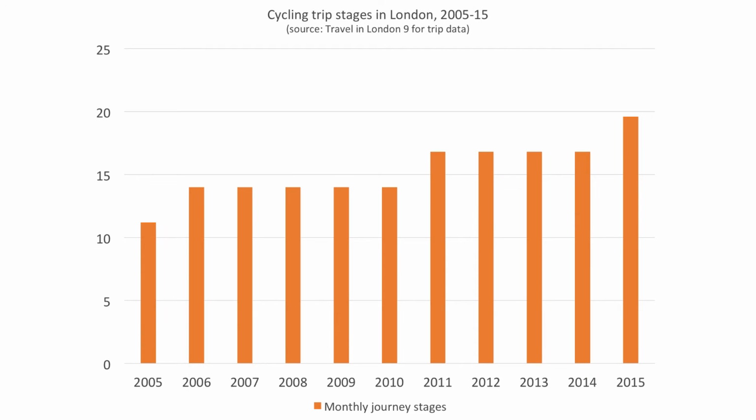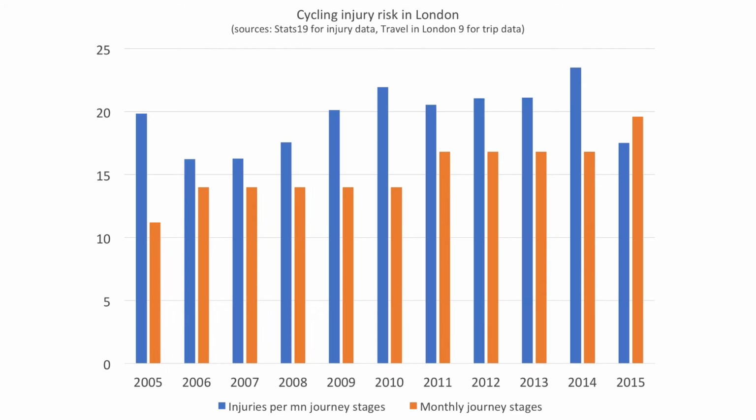Now I wanted to just say something about how cycling risk had changed in London over this 11-year period. So this is journey stages made by bike in London. This is a measure of the amount of cycling, which is important for thinking about risk. So the amount of cycling in London is going up. It's not going up really dramatically, but it's going up. But on this slide, what I've done is I've calculated cycle injuries per million journey stages. So the blue bar is a measure of how risky it is to cycle in London in terms of the injuries per distance, per journeys that people are making.